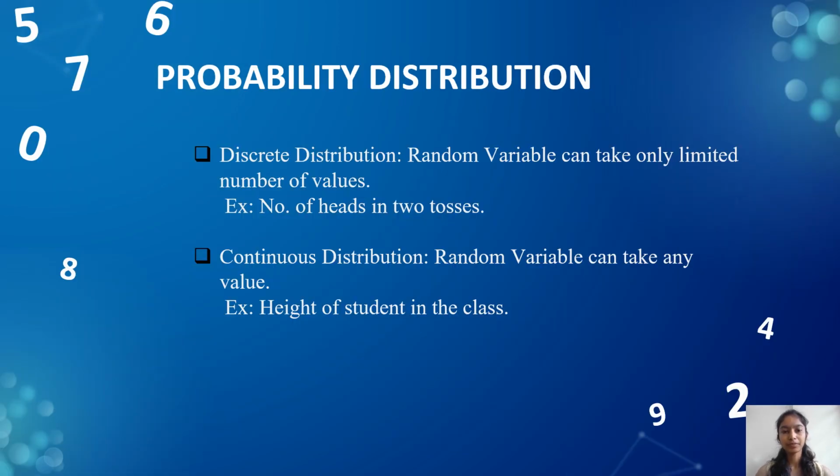Probability distribution. There are two types: discrete distribution and continuous distribution. Discrete distribution: the random variable can take only a limited number of values. Example, the number of heads in two tosses. Continuous distribution: the random variable can take any value. Example, height of the students in the class.